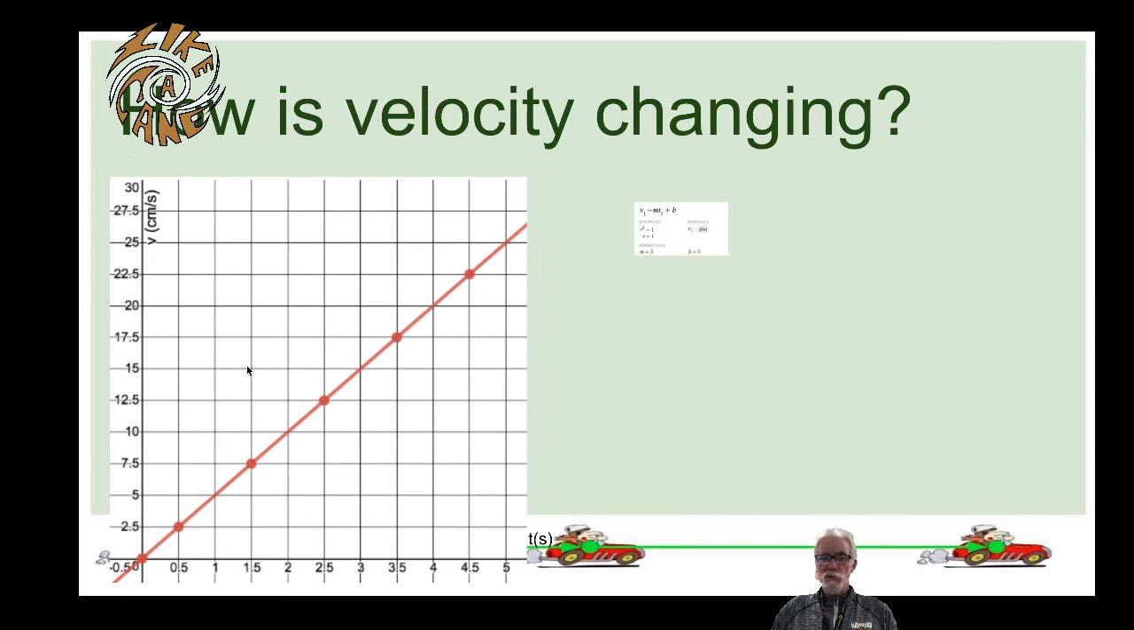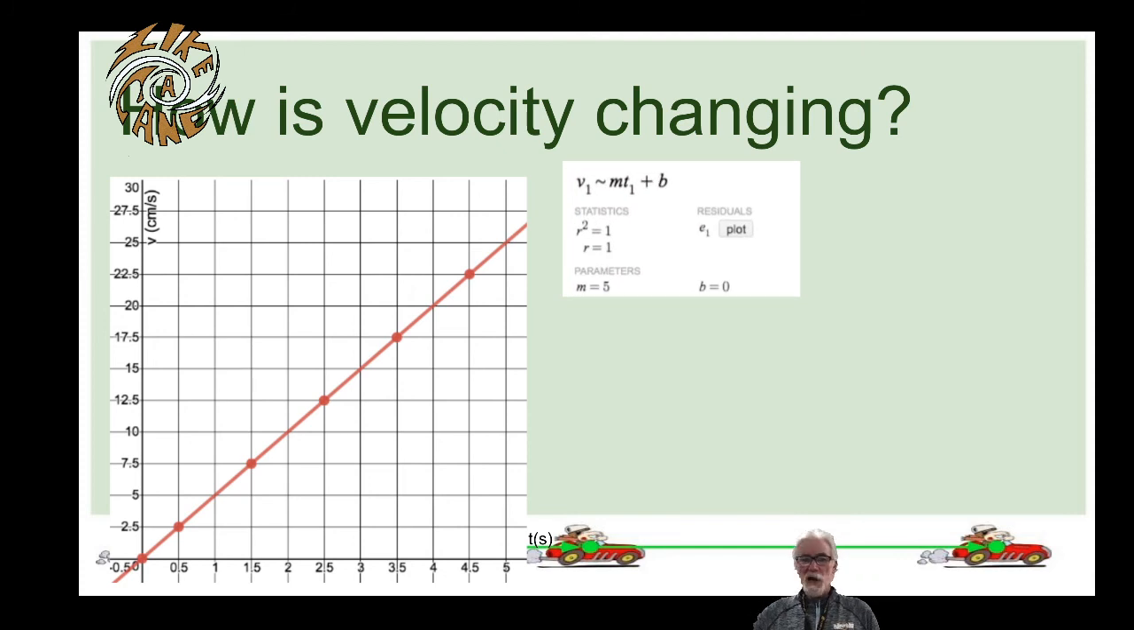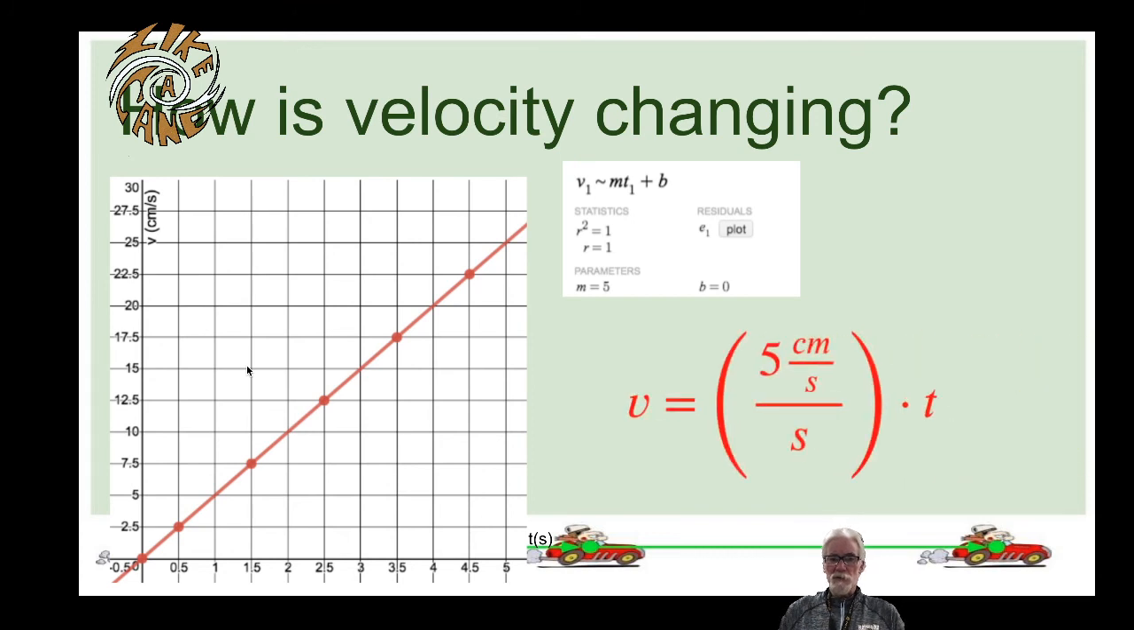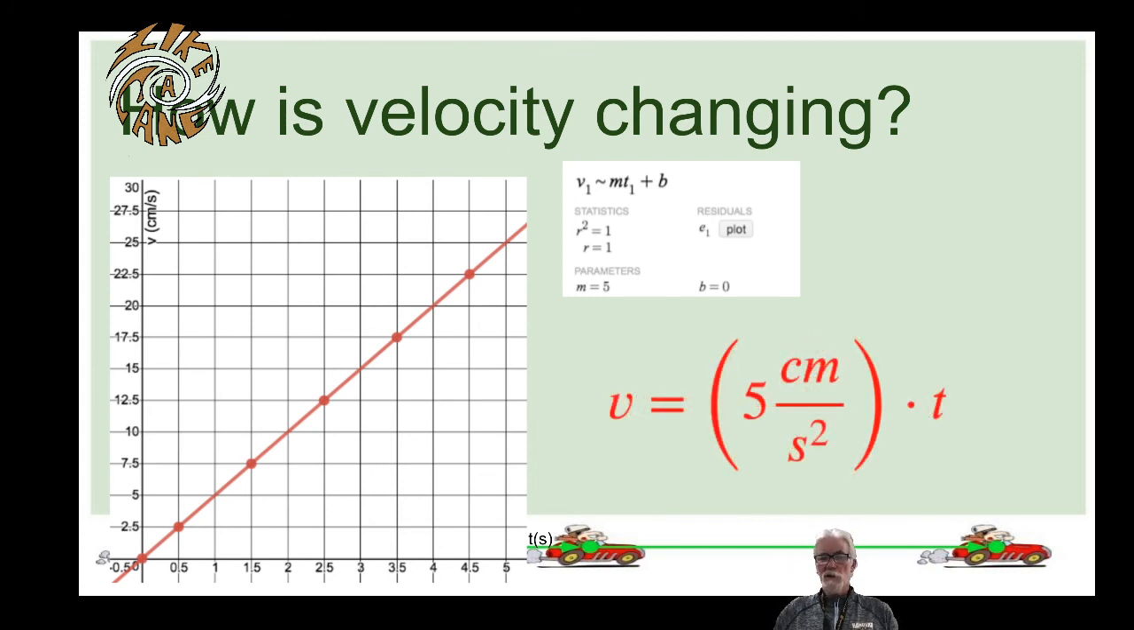And when you do a regression analysis, it's even clearer. The R-squared value is super good, which means a line is a pretty good model for this. So if you write the equation for this line, the velocity is equal to that slope, 5 centimeters per second, times time. If you take centimeters per second and multiply by the reciprocal of seconds, you get centimeters per square second. So physicists will often shorten this and say that the unit is centimeters, or meters, or whatever the distance is, divided by seconds squared, or time squared.